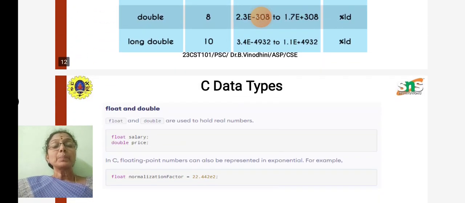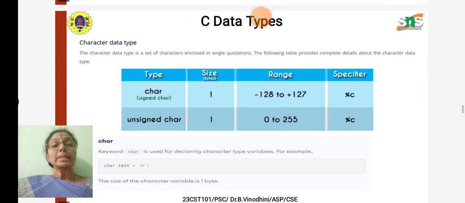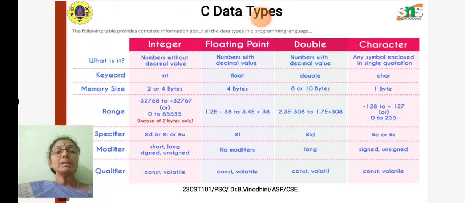The primary data types are the basic built-in data types. They are integer, float, double and character. In the last video we saw the classification of integer, floating point, double and character. Integer only holds number values. Floating point holds decimal or real number values, and double is used when the number with a decimal value is very large.